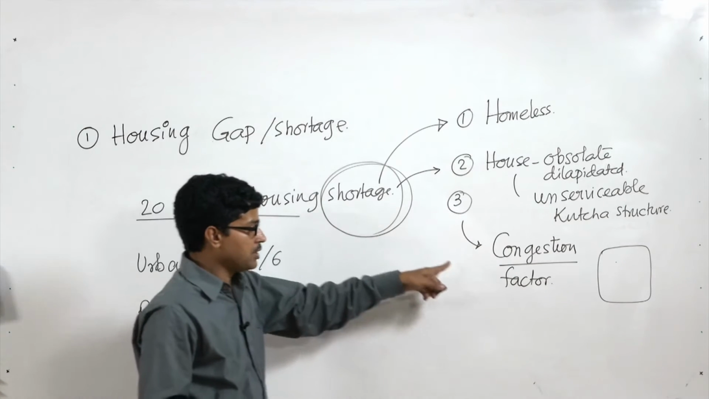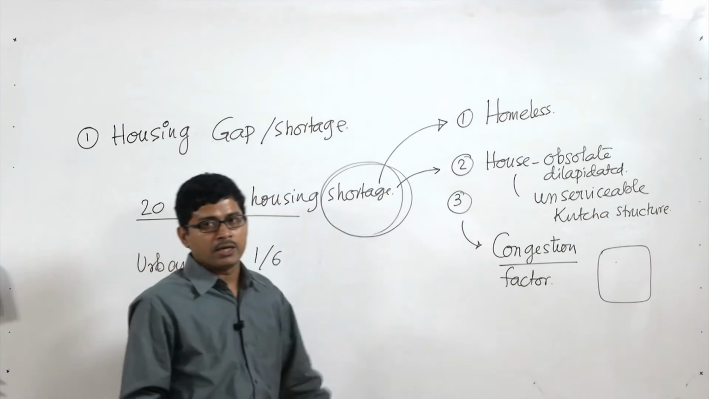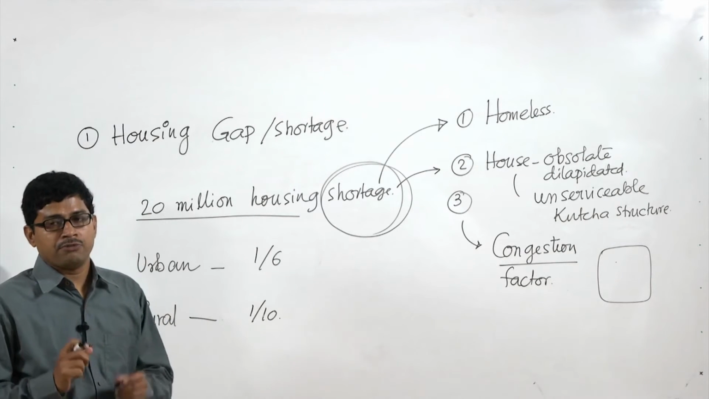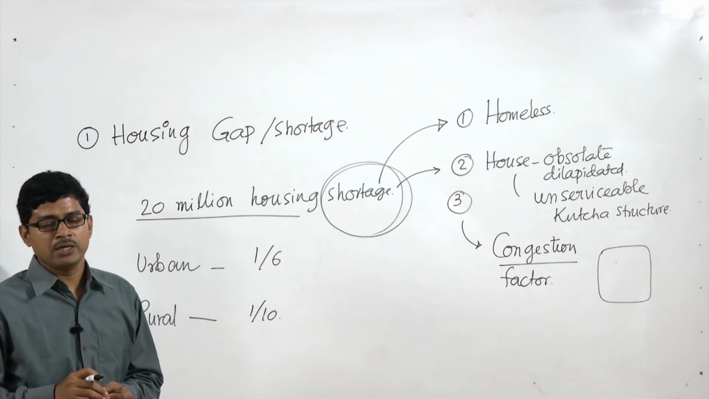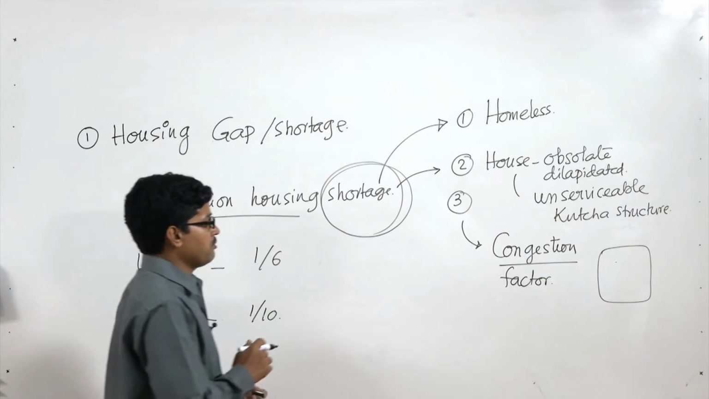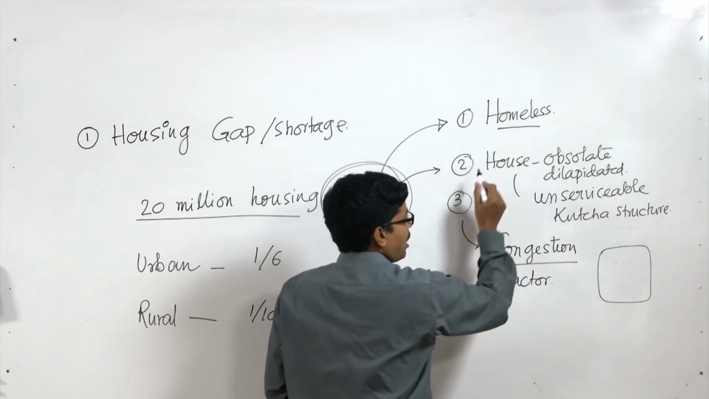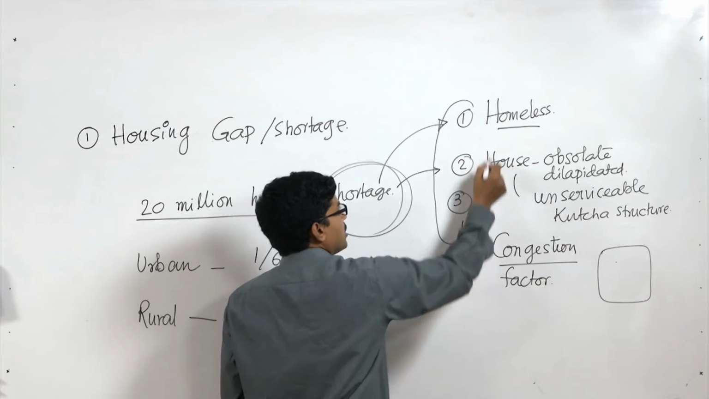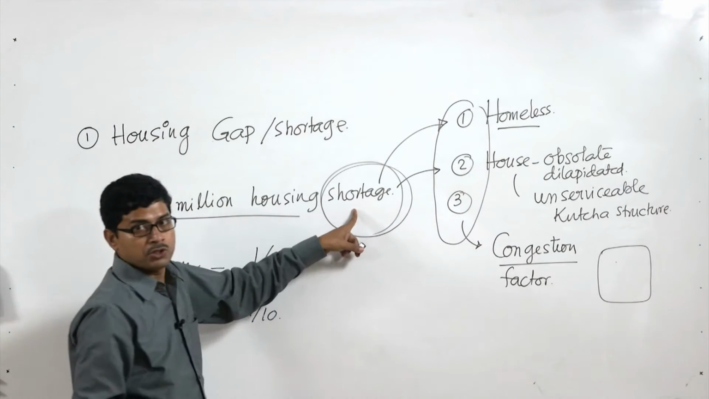So, congestion factor is nothing but the amount of housing need coming from the families where more than one family is living in the same room or same house. So, that is the congestion factor. So, homelessness, house obsolescence and congestion factor, these three criteria make this housing shortage.